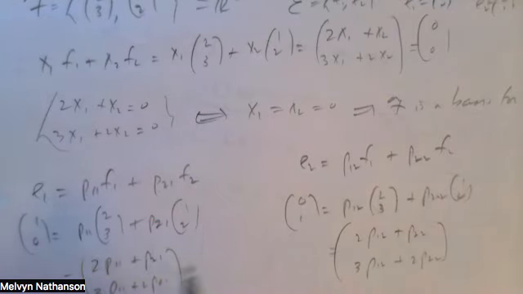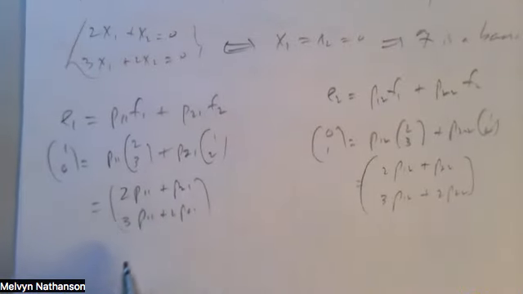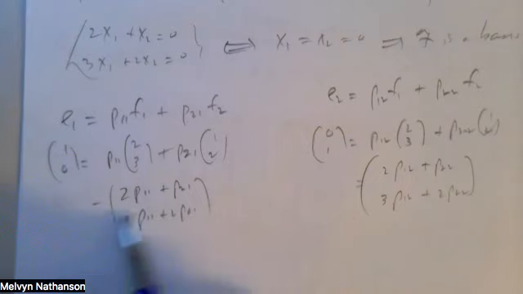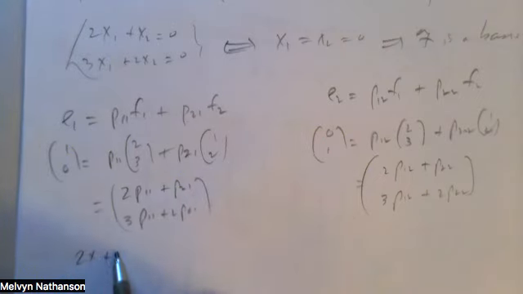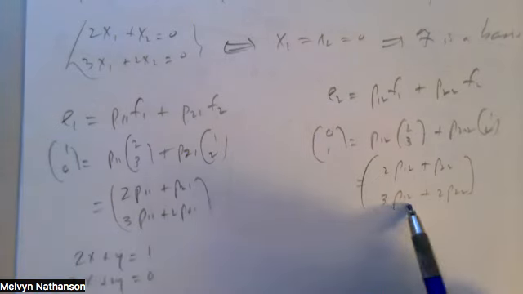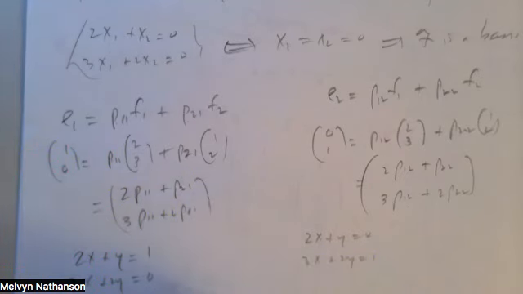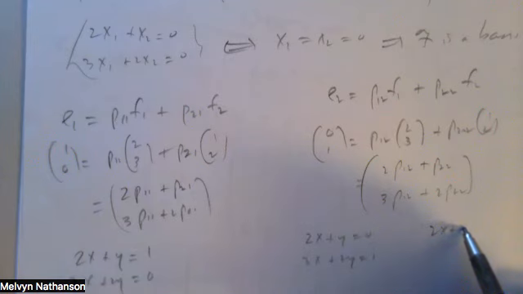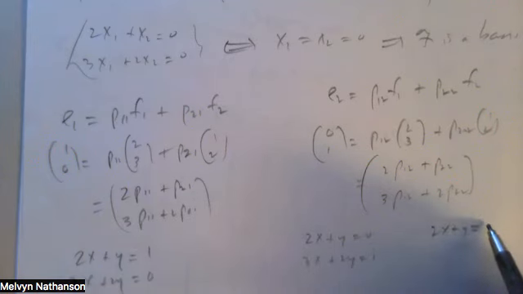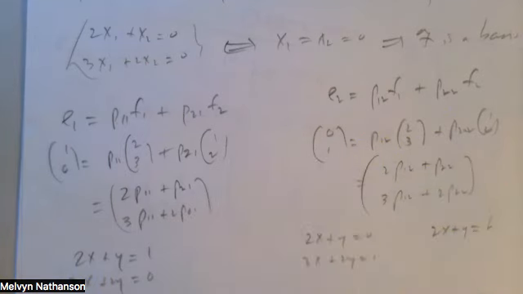So I want to solve the equations. Let me just use x and y for the moment. Here I'm solving the equations 2x plus y equals 1, 3x plus 2y equals 0. Here I'm solving the equations 2x plus y equals 0, 3x plus 2y equals 1. So in both cases, I'm trying to solve something like 2x plus y equals, let's call it r, say.